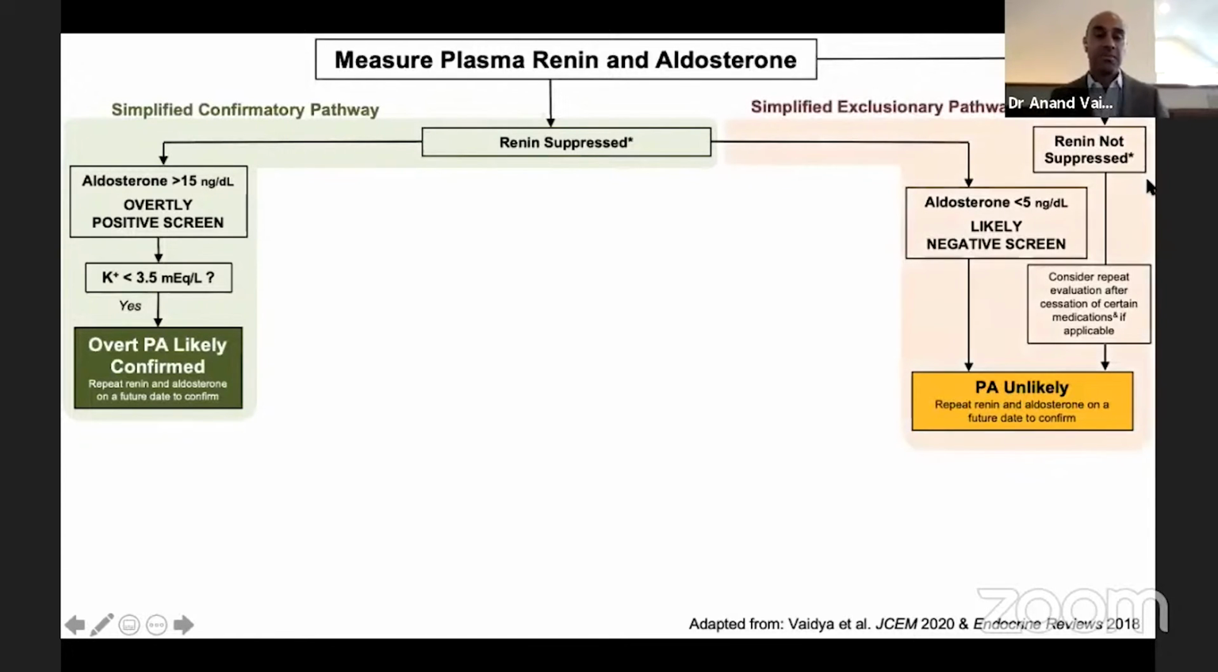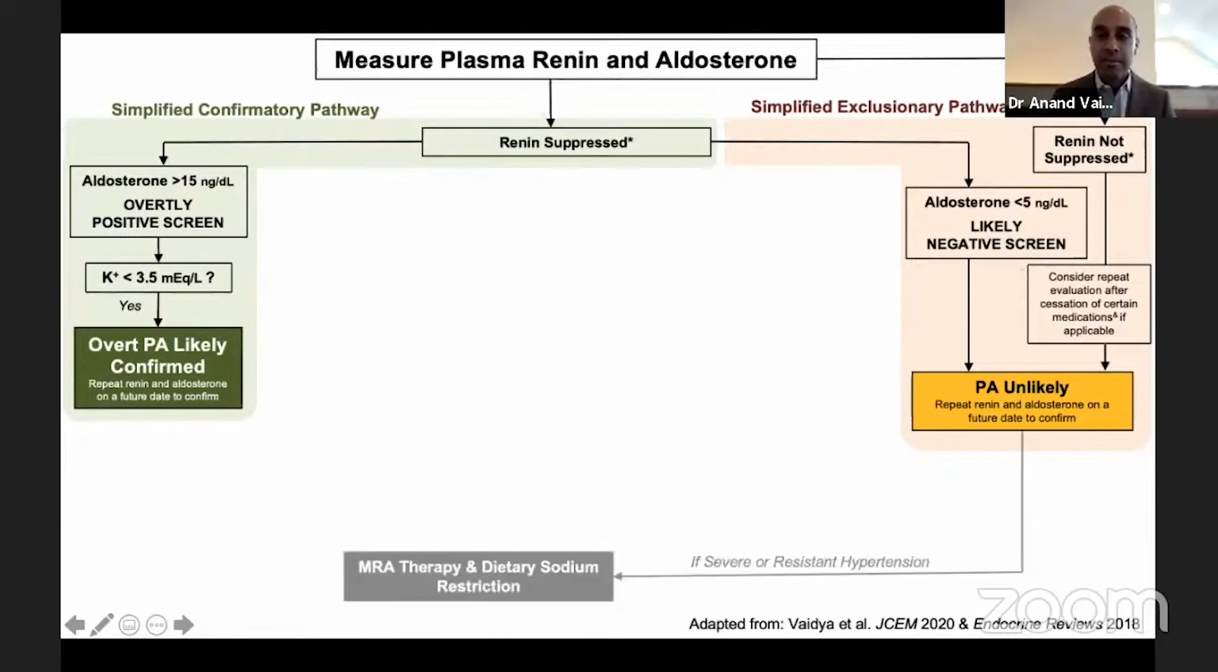I consider this the simplified exclusionary pathway. This is the easiest way to exclude the diagnosis of primary aldosteronism. But what you will see in this algorithm is every pathway can end with the use, or empiric use, of spironolactone or a mineralocorticoid receptor antagonist. Because even if you exclude primary aldosteronism, if the renin is suppressed, you have still diagnosed low renin hypertension. And low renin hypertension responds very nicely to spironolactone as well as sodium reduction. So you can still prescribe these medications. There's almost no excuse to not prescribe spironolactone.